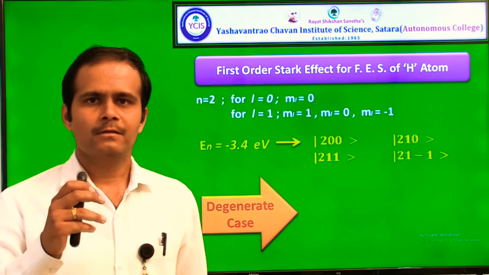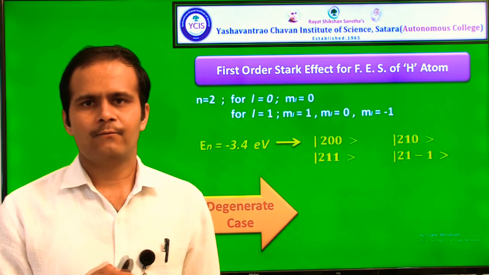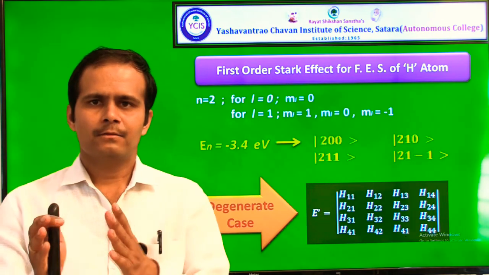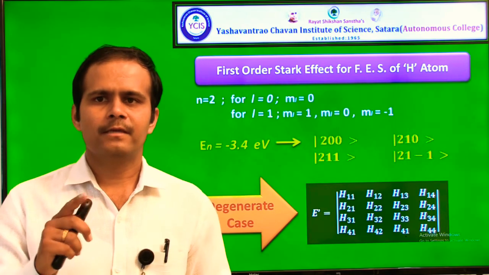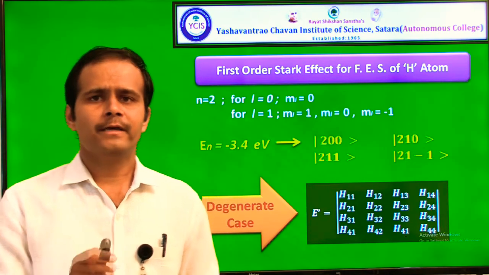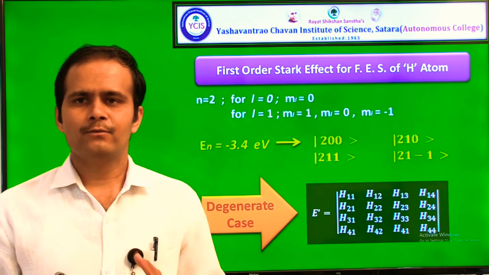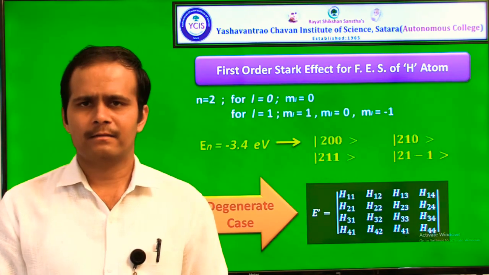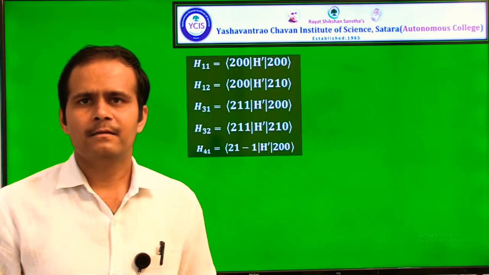Why is it degenerate? Because there are 4 different states having the same energy, that is 4-fold degeneracy, and for this type of degenerate case we have to apply the correction energy formula as on the screen. E dash is equal to the determinant of H11, H12, H13, H14, H21, H22, H23 and so on up to H44. We can solve this energy correction by using this formula. But the question is how to calculate H11, how to calculate H12, how to calculate H13. That we can see in the next slide.